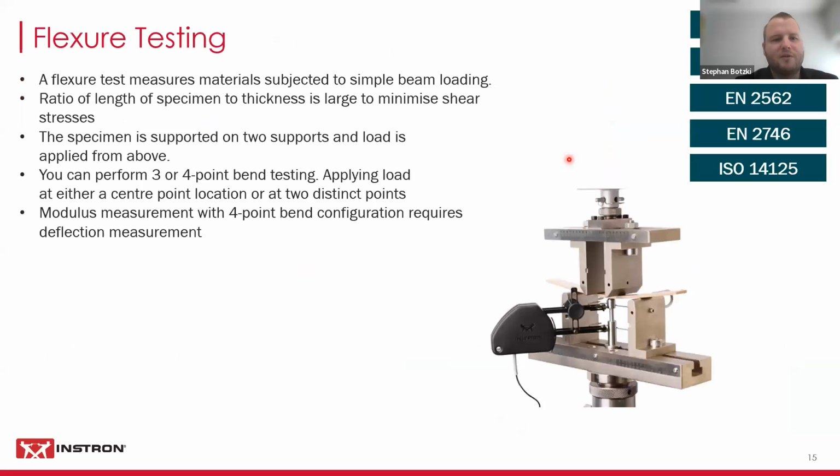And you can do this with different types of loading. You can use either 3-point or 4-point bending. So 3-point we saw there with the short beam shear. 4-point bending would be something like this here. So you have 2 supports on the bottom, you have 2 anvils coming down.